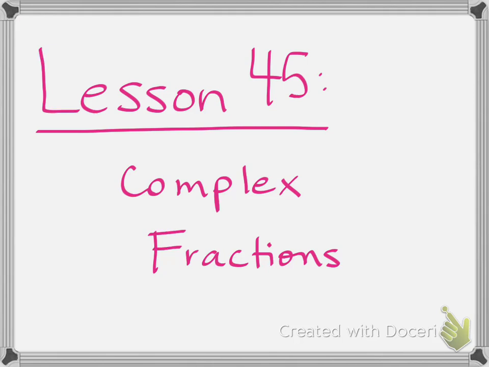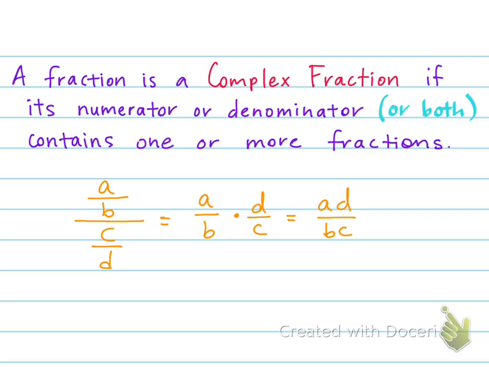Lesson 45, complex fractions. A fraction is a complex fraction if its numerator or denominator, or both, contains one or more fractions. This rule in orange, a divided by b divided by a fraction c divided by d, is equivalent to saying that you have the first fraction, a divided by b, multiplied by the reciprocal of the denominator, which is d over c, which top times top creates AD and bottom times bottom creates BC.